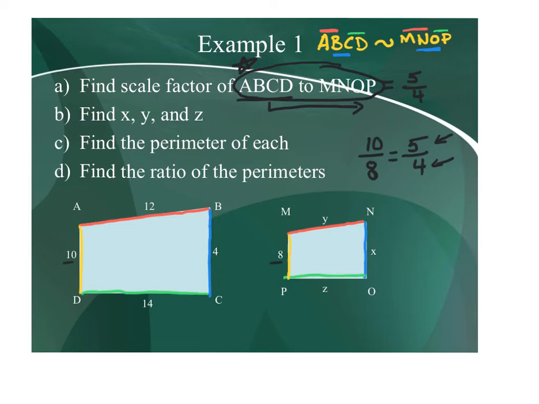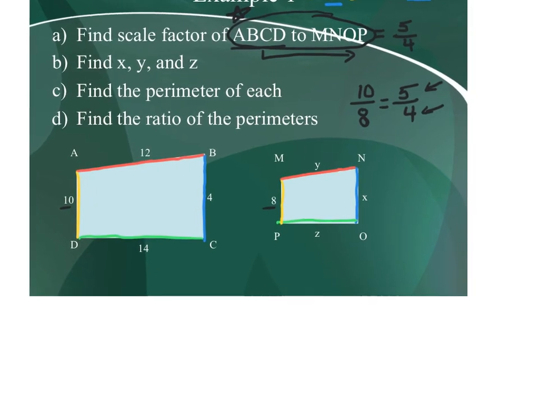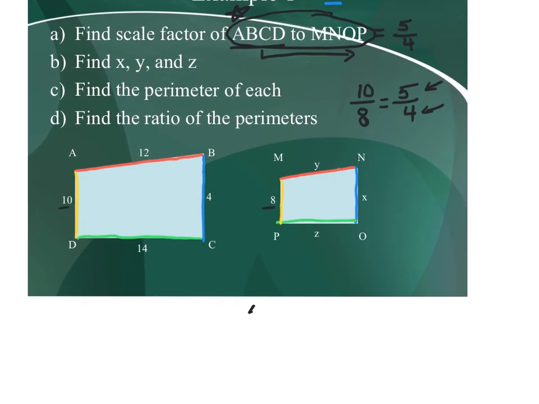All right, now we need to find X, Y, and Z. Now we already know that every single time we compare 2 sides, it will equal 5/4. That's a key piece of information. Every single time that we compare 2 sides, it better equal 5/4. So, Amber, you got something?